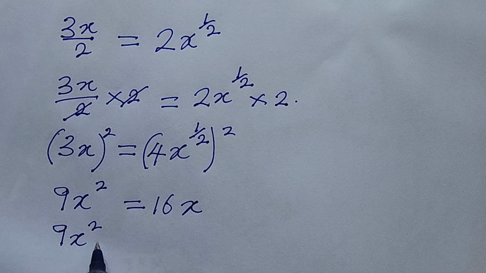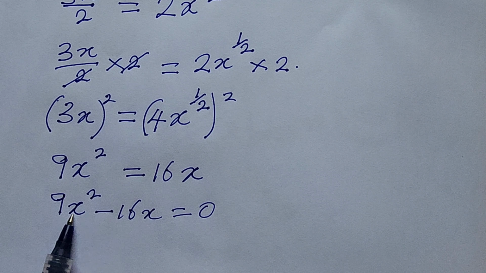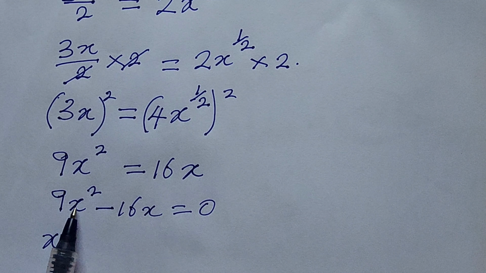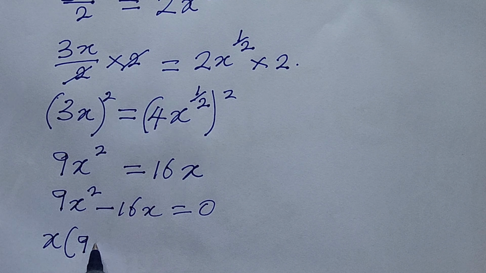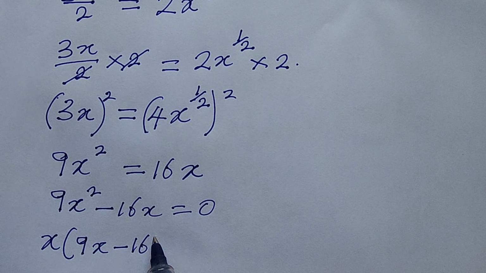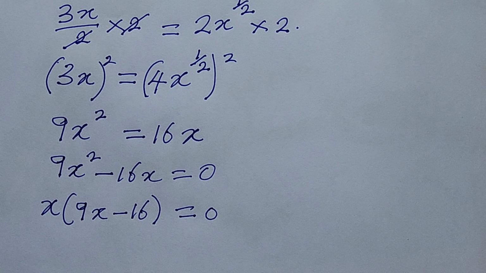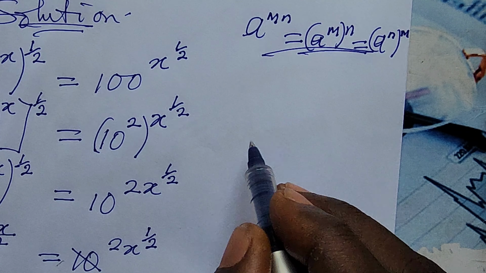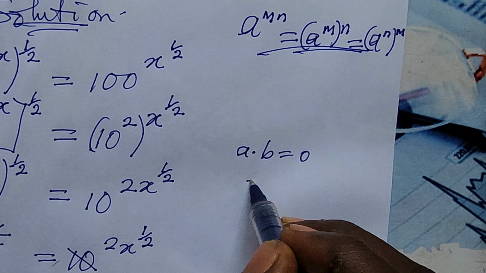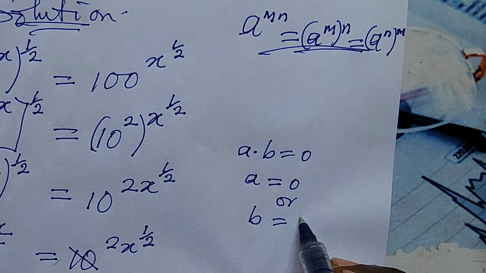We're going to have here 9x to the power of 2 minus 16x equal to 0. At this point, we can factor out x from here. So we use x to divide this. This will give us x times 9x minus 16 equal to 0. Then from here, we apply the law which says that if you have A times B equal to 0, this means A is equal to 0 or B is equal to 0.